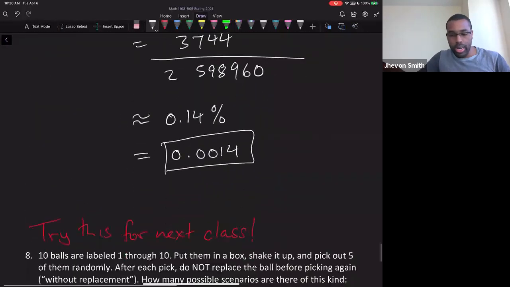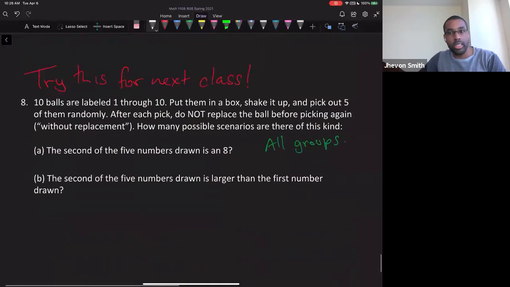So we'll end right there. Try this for next time. We'll pick up with that tomorrow. And we'll actually start talking about probability specifically.